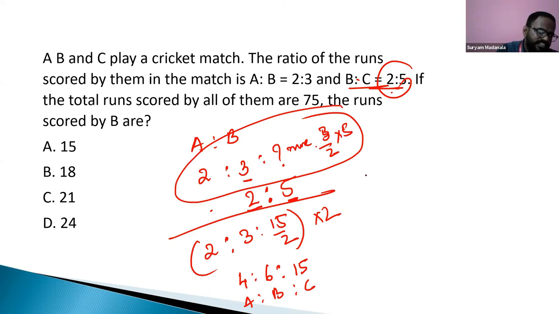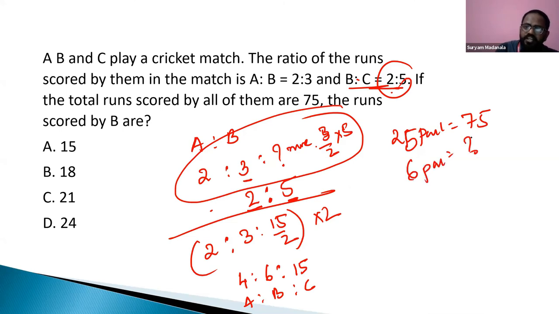Yes, we compare the 6 parts of B with the total using the cow rule. Wonderful, very good, Robert. Finally we get 25 parts is nothing but 75 they have given. The runs scored by B is 6 parts. How much? Again, this is the cow rule. Everywhere cow. Wherever you go, your cow follows you. So this becomes 18.